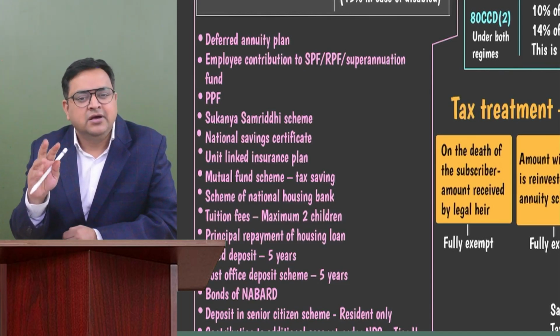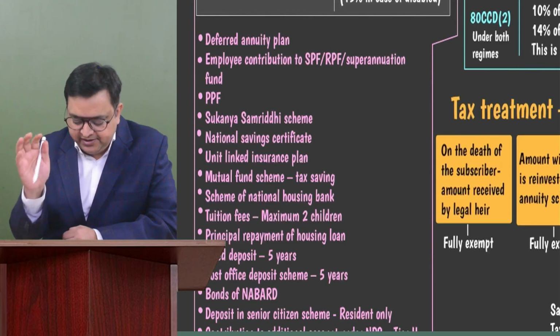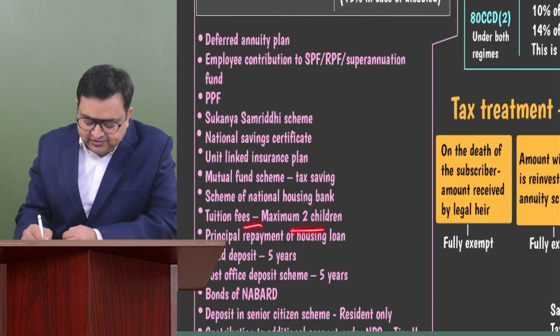Maximum up to two children. For more than two children, it will not be available. For the third child, fourth child, it will not be available. It is for a maximum of two children, tuition fees.